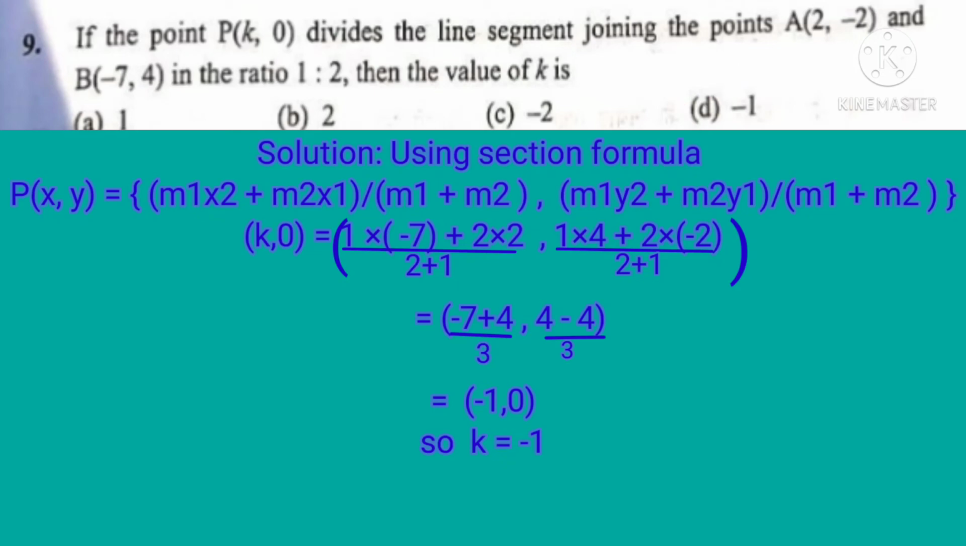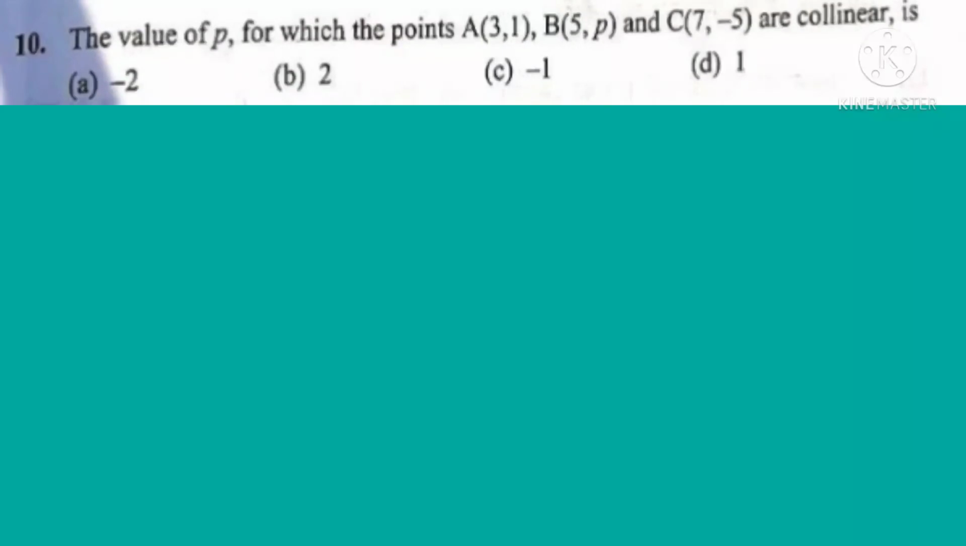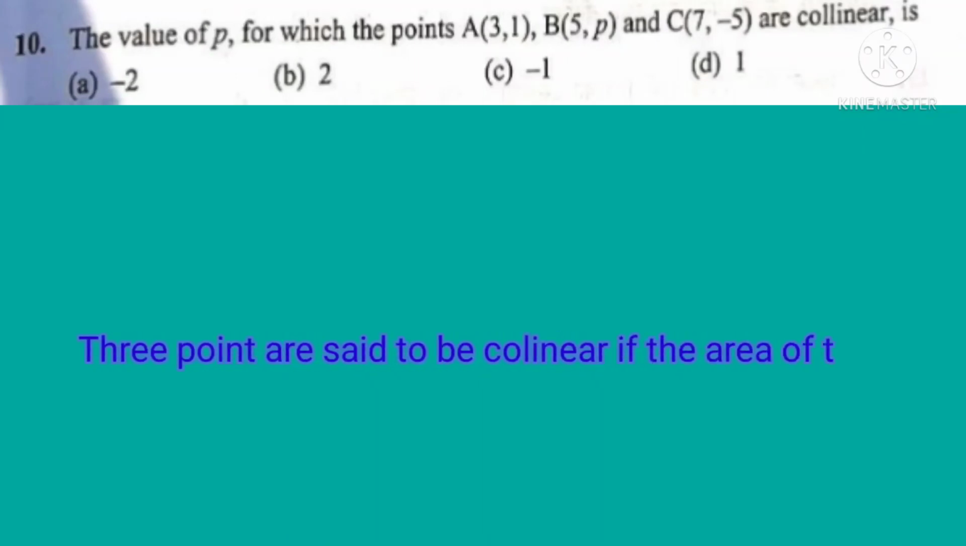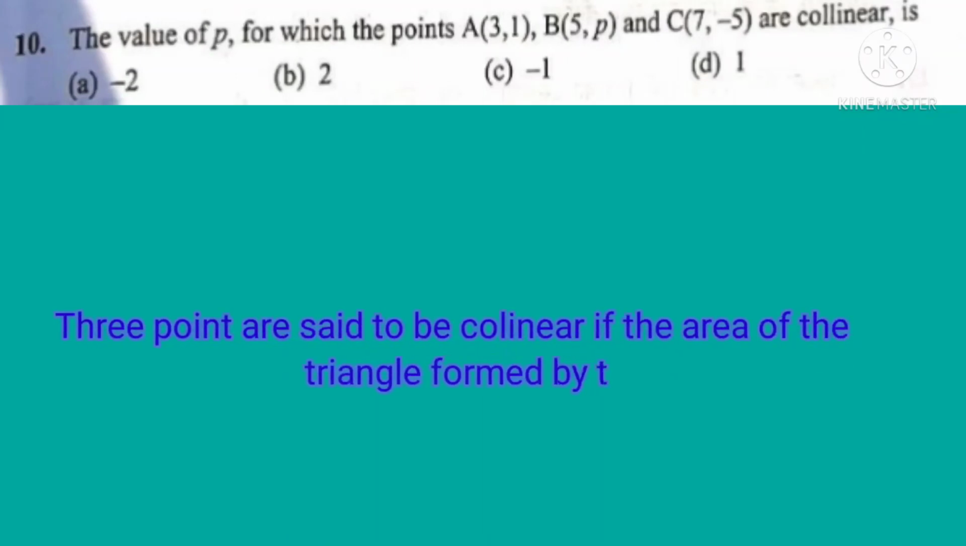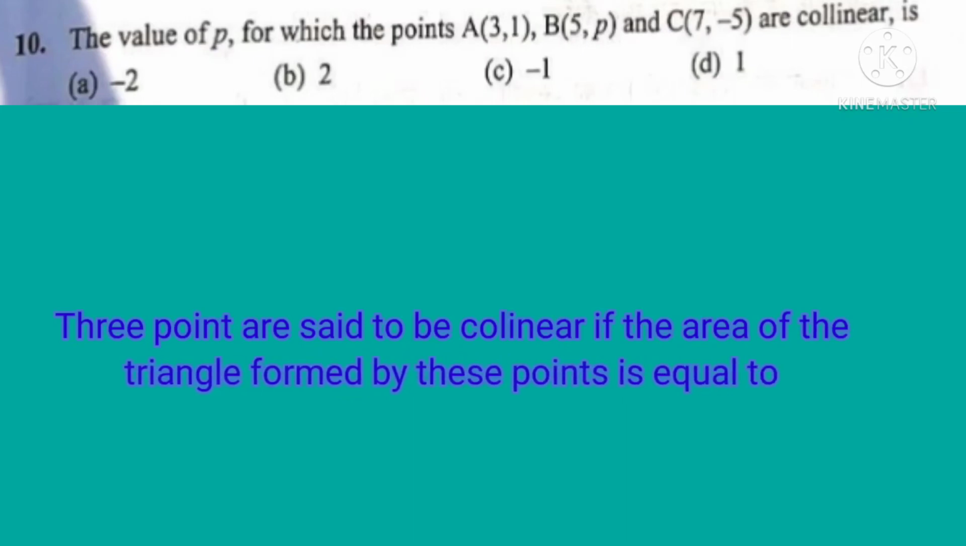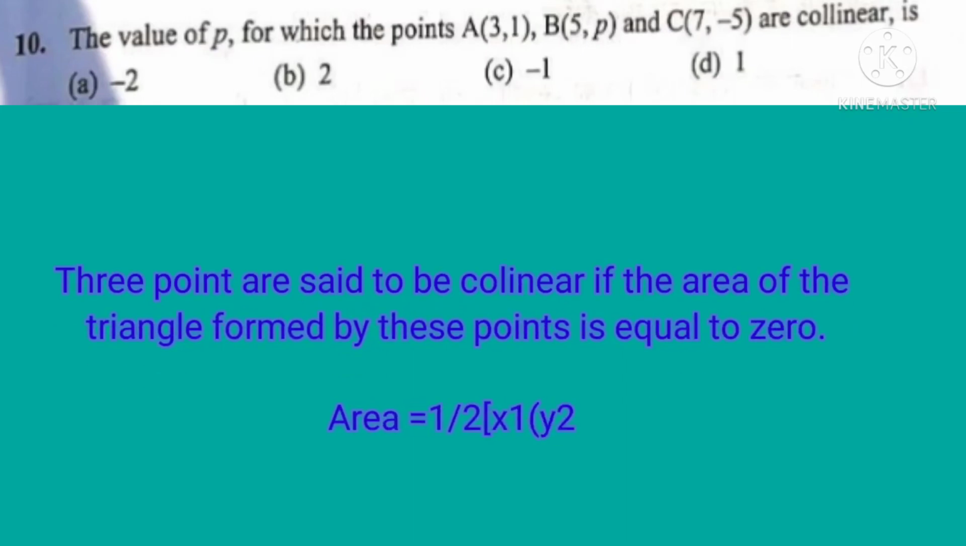So now let's move to question number 10, the last multiple choice question of this section. Question number 10 is, the value of p for which the points A(3, 1), B(5, p) and C(7, -5) are collinear. We know that 3 points make a triangle, and if they are collinear then the area of the triangle is 0. So we will write the formula for finding the area of a triangle, that is 1 by 2 [x1(y2 minus y3) plus x2(y3 minus y1) plus x3(y1 minus y2)] is equal to 0.